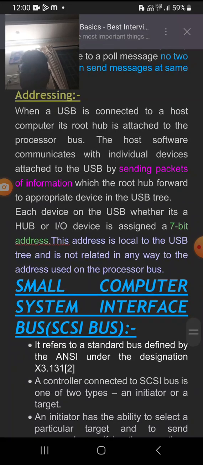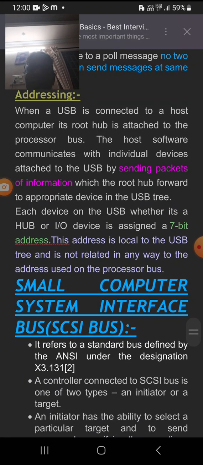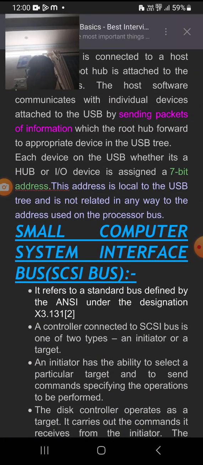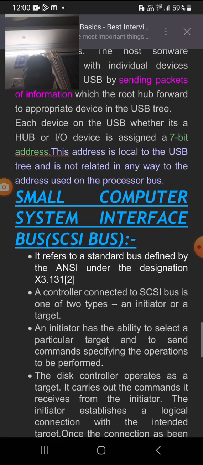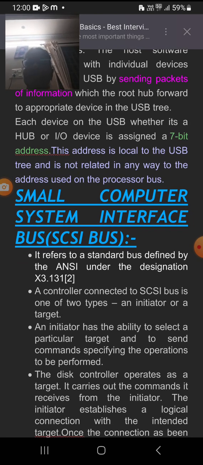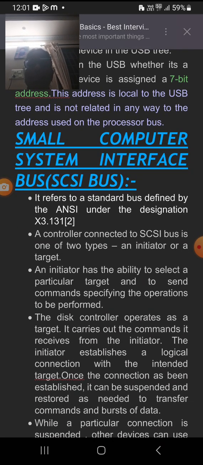Small computer system interface buses. The small computer system interface bus refers to a standard design for controlling the connected devices. A SCSI bus has two types of controllers, initiators and targets. The initiator has the ability to select a particular target and to send commands specifying the operation to be performed. So the disk controller operates as a target. It carries out the commands it receives from the initiator.